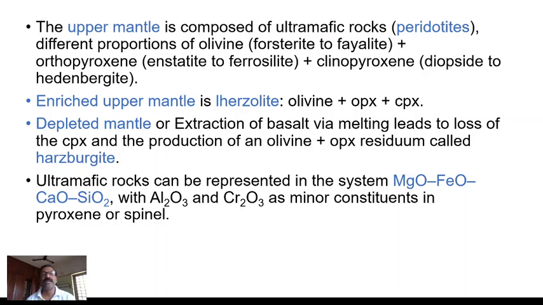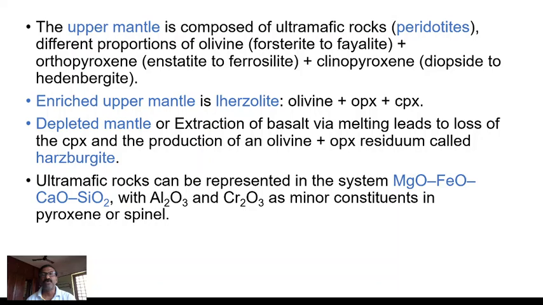So there are normal mantle, enriched mantle, and depleted mantle. If the mantle is called enriched mantle, that is normally represented by lherzolite, that means olivine plus orthopyroxene plus clinopyroxene. Whereas depleted mantle is formed due to the extraction of basalt via melting, that leads to loss of clinopyroxene from the mantle. Therefore, you will get a residuum called harzburgite. The harzburgite is normally rich in olivine and orthopyroxene.